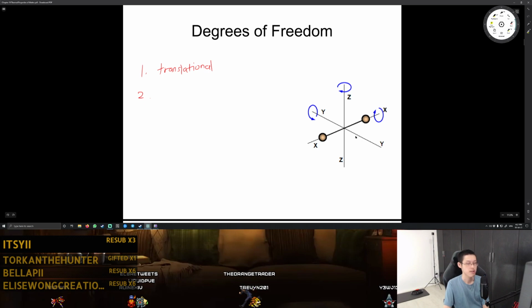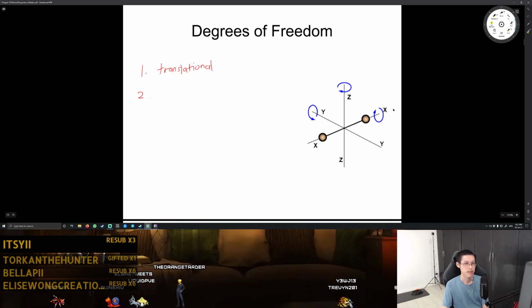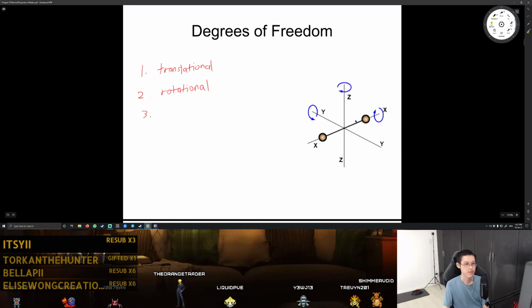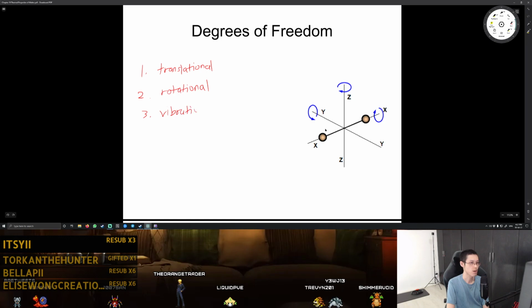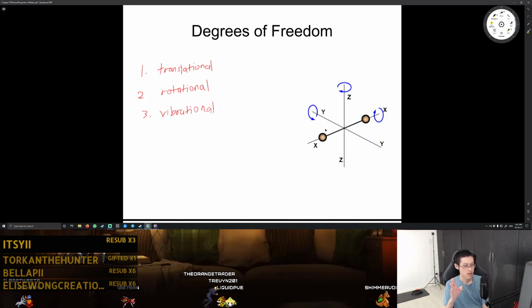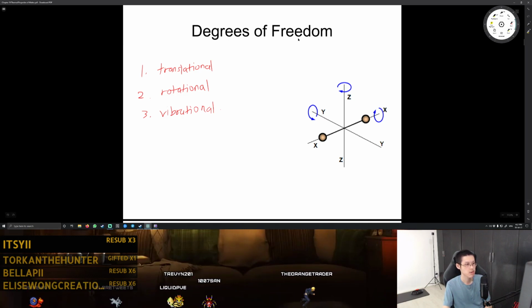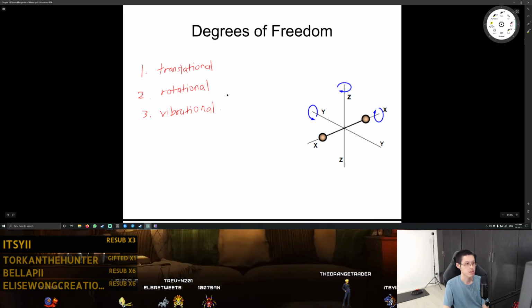And then the second degree of freedom is rotational. It could rotate in the z-axis, the x-axis, or the y-axis. And the third degree of freedom is vibrational, so it kind of oscillates along the z, x, or y-axis. So typically for solids or complex molecules, you have all three modes, okay? Rotational, vibrational, and translational.